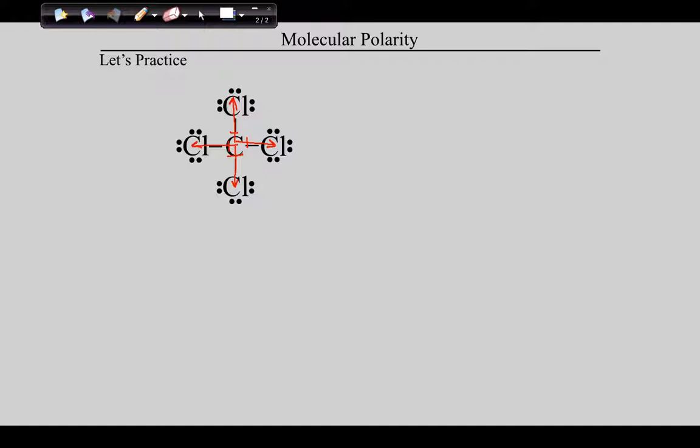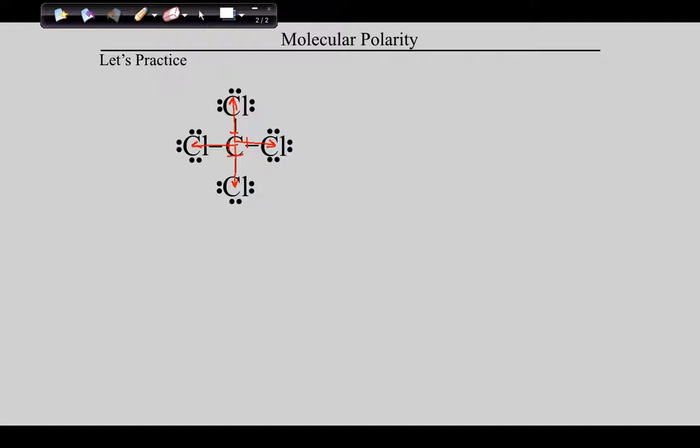Guys, let me grab a ruler and let me show you. So guys, it goes like this, X, Y, and Z plane, right? So is it symmetrical about this plane? Yeah, 2 chlorines on each side. How about this plane? Yep. How about this plane? It is symmetrical. So guys, this molecule is symmetrical.